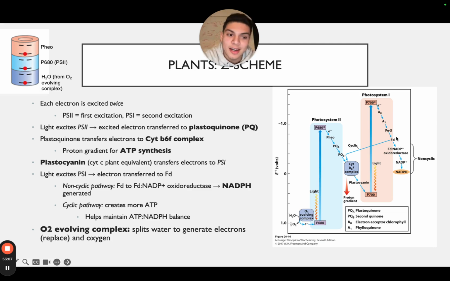And the ferredoxin has a balance between these two pathways. So sometimes you have too much ATP and you want to form NADPH. So the ferredoxin will prioritize the non-cyclic pathway. So there's a balance as well.